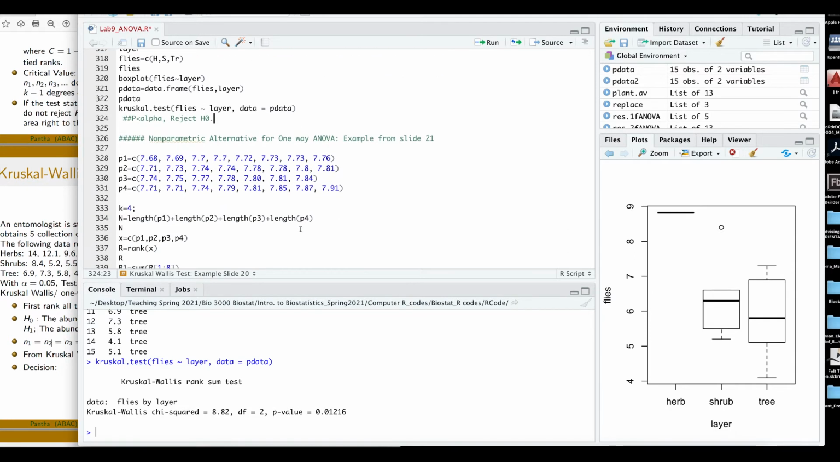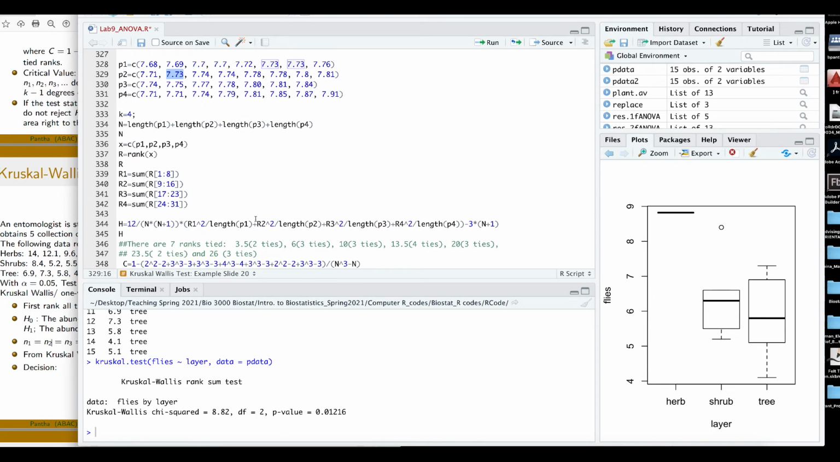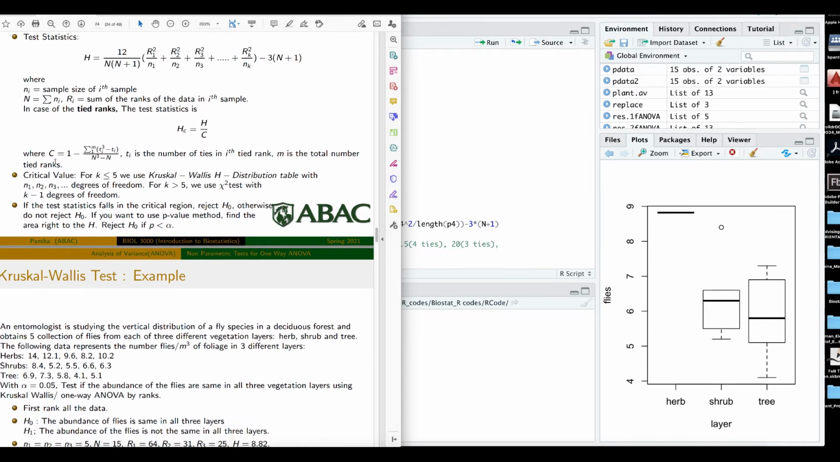But if there are tied ranks in a non-parametric test, you see that 7.7 is repeated, another value 7.73 is also repeated, and 7.71 too. There are many repeated data. So how do I do it in that case? That is the thing we want to do here. As we mentioned, in case of repeated values, we will have a slightly different test value, right?